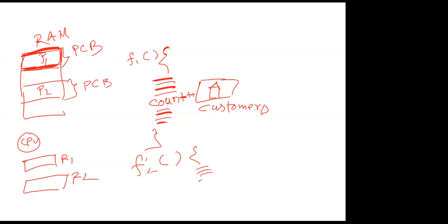So this is the process that contains the function for P1, and this is the process for P2. P2 contains this function, where it will do count minus minus. It will decrease the count value by 1. So now let's check. A person comes to the shopping mall. At first, count is 0.